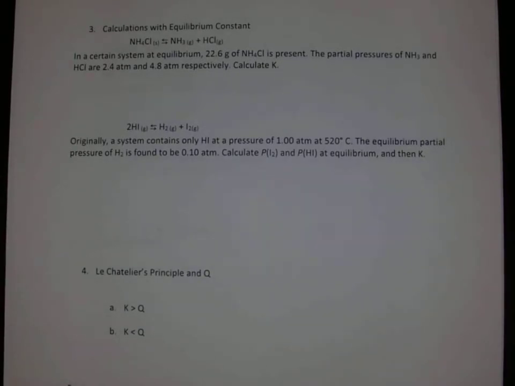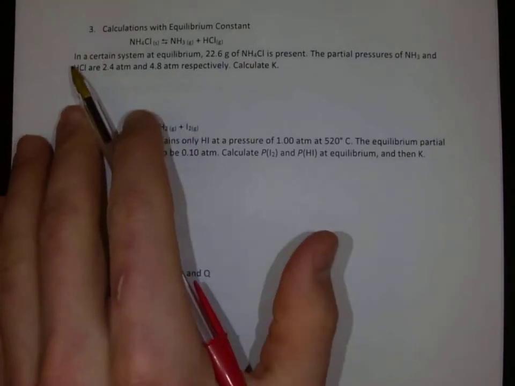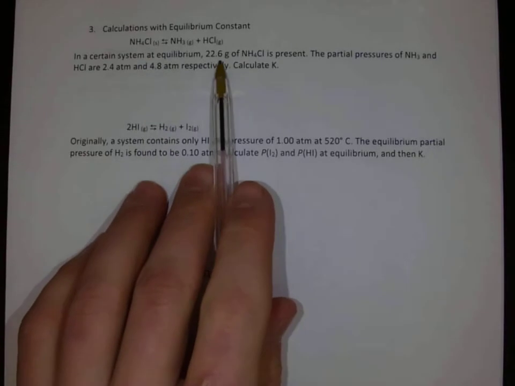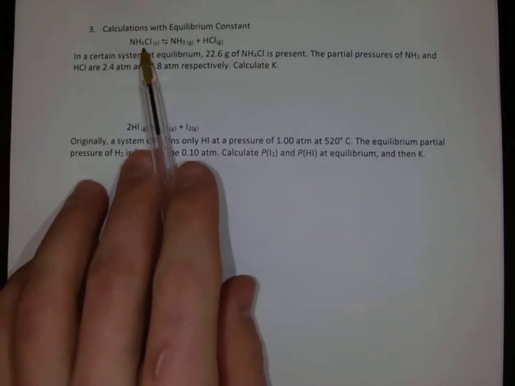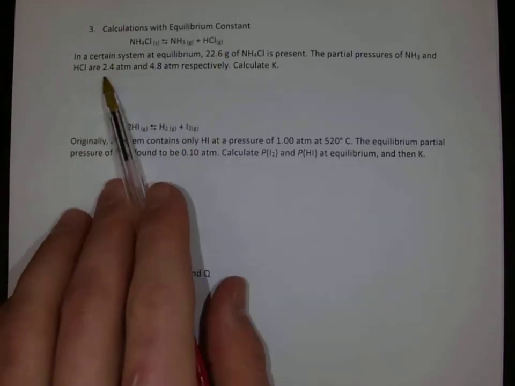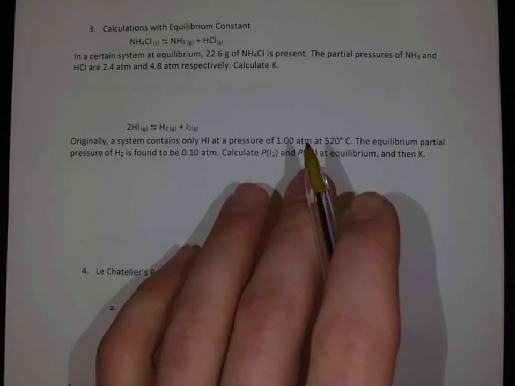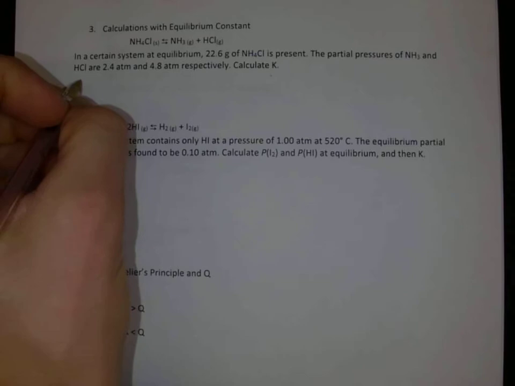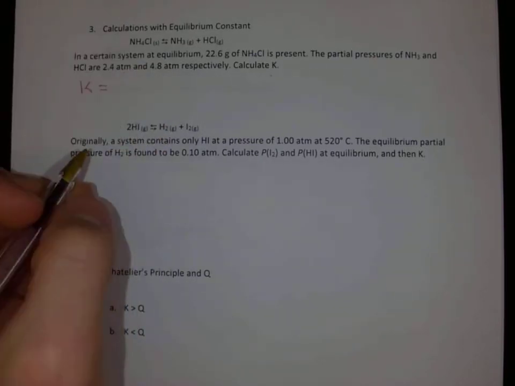We can calculate a few things with our equilibrium constant, okay? So like I said, K equals concentrations, products over reactants, that is something that we can calculate, okay? So if we see here, let's read our problem. In a certain system at equilibrium, 22.6 grams of NH4Cl is present. The partial pressures of NH3 and HCl are 2.4 and 4.8 atmospheres respectively. Calculate K. So our first thing to do when it says to calculate K, we're going to want to write K equals and then write our equilibrium expression.